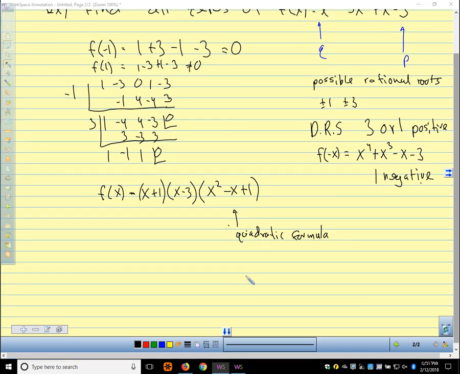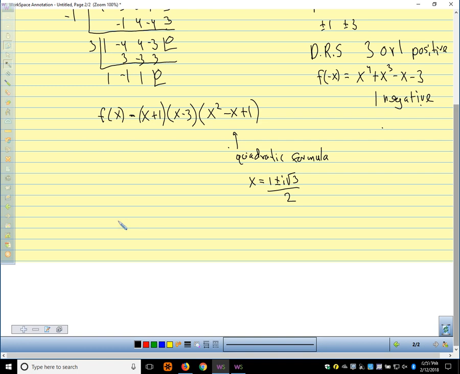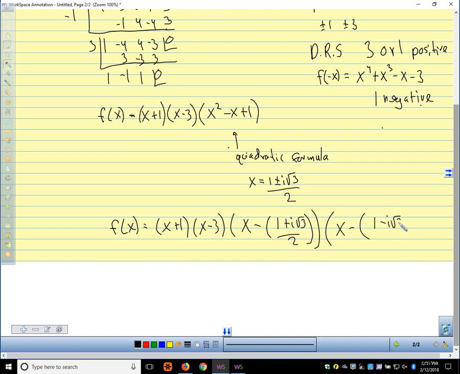Use a quadratic formula here, and you would see that x equals 1 plus or minus I square root 3 over 2. So our factorization is x plus 1, x minus 3, x minus 1 plus I square root 3 over 2, and x minus 1 minus I square root 3 over 2. That would be our complete factorization and our zeros.